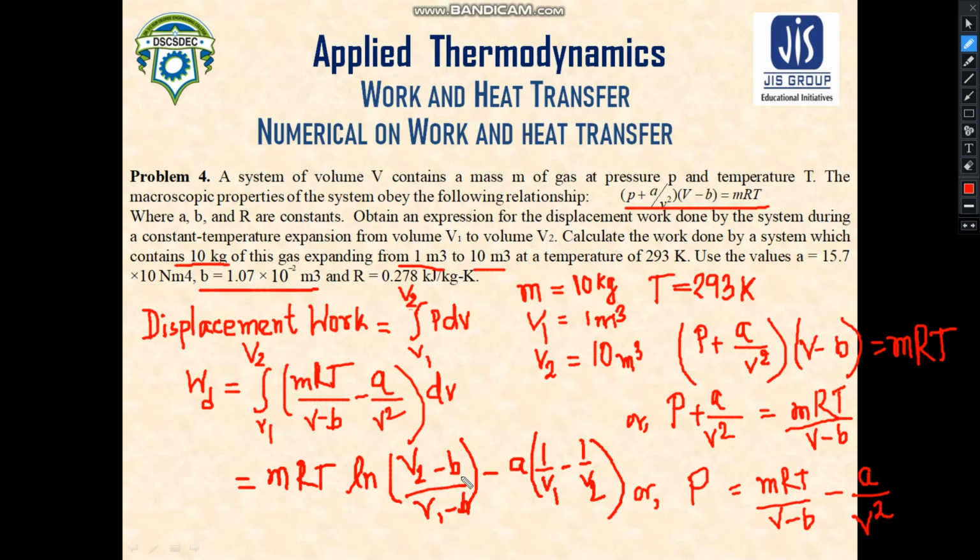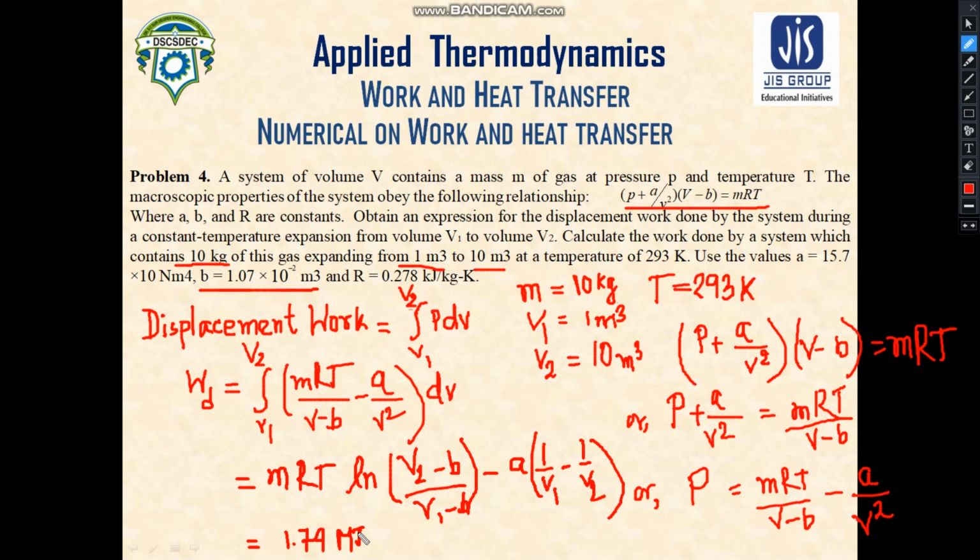So easily you can calculate this, and if you calculate in a sharp way, I hope it will give you a result of 1.74 megajoule. So this will be the work done by this process, 1.74 megajoule.